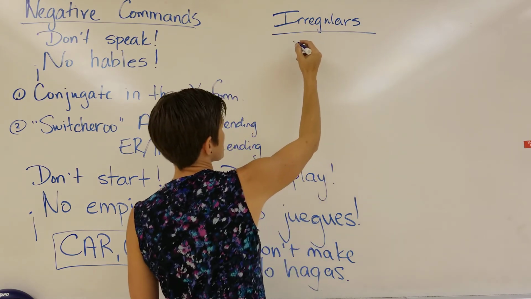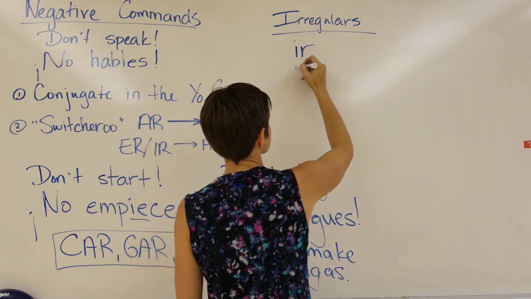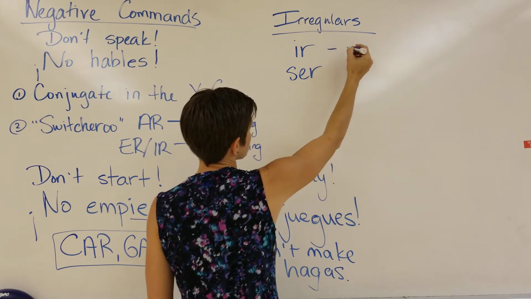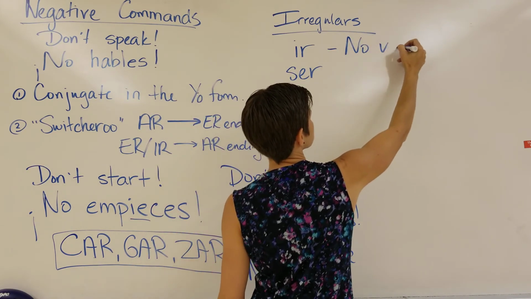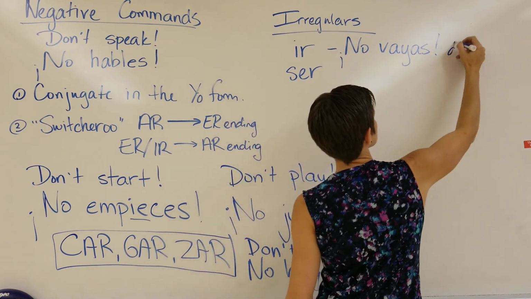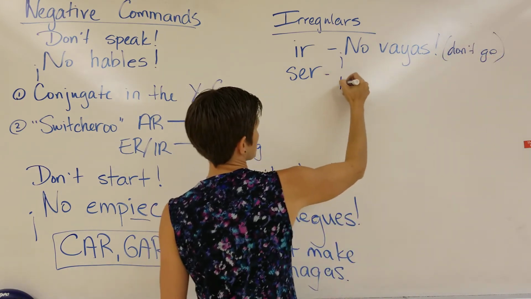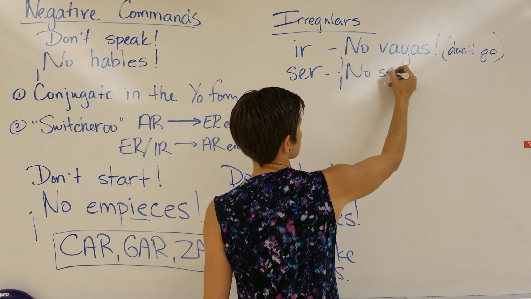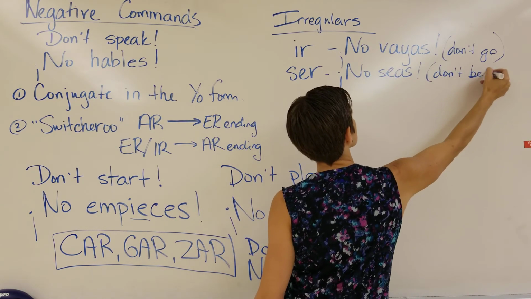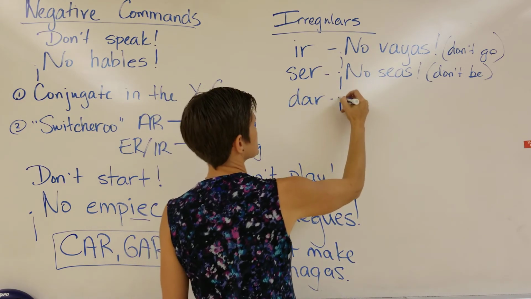The irregulars are ir, ser. Ir becomes no vayas. Don't go. Ser becomes no seas. Don't be. Dar becomes no des.